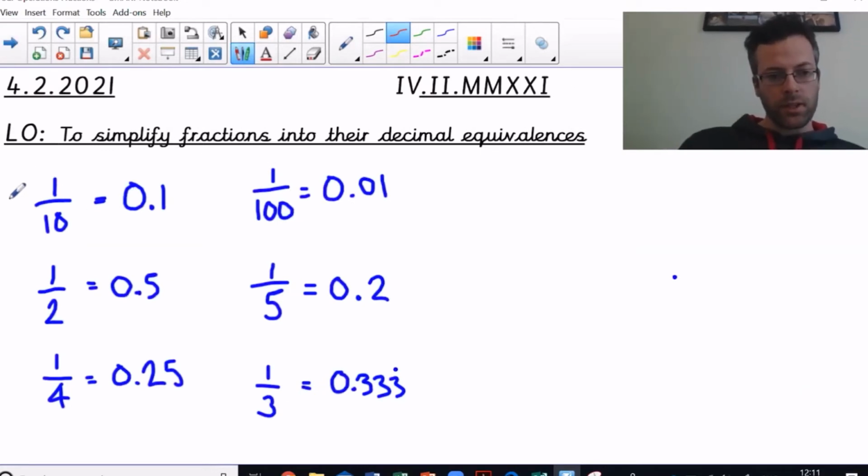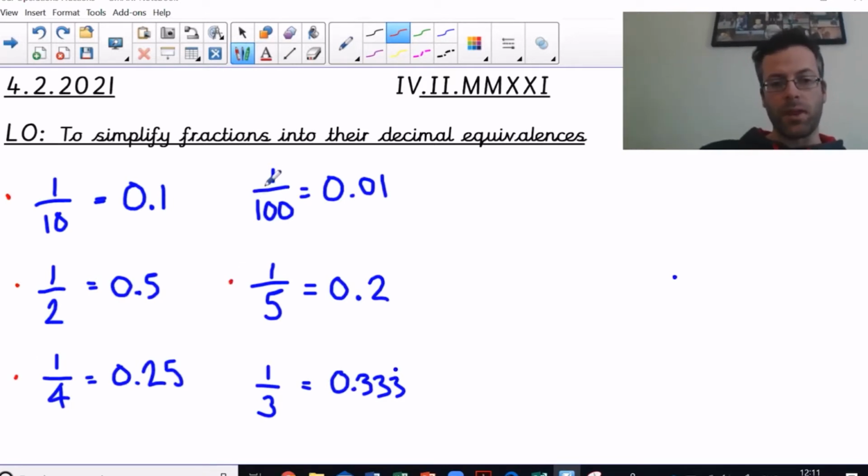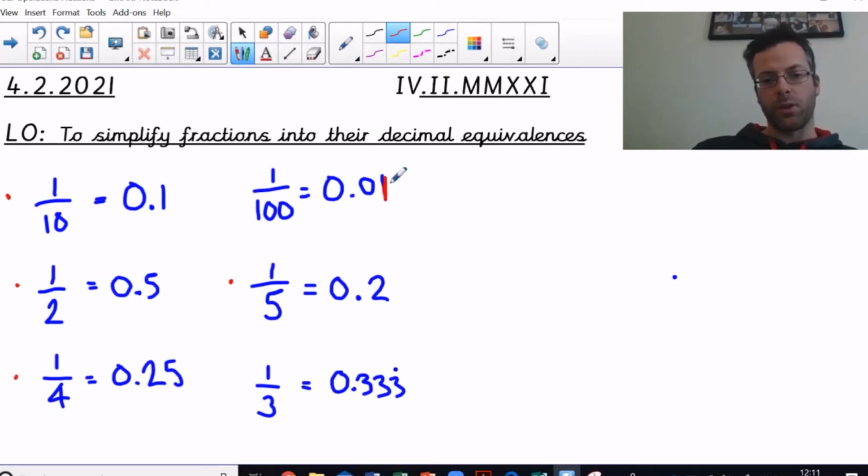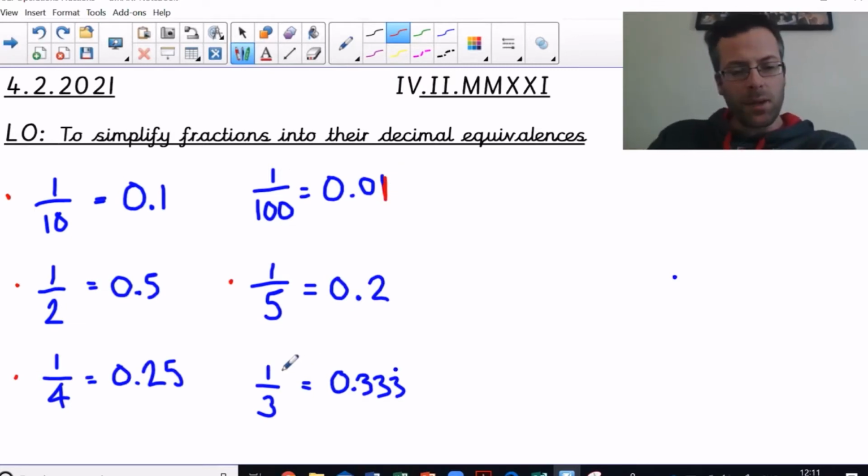So we talked about 1/10, we talked about a half, we talked about a quarter, we talked about a 5th. Now the other one to remember is that 1/100th means that we have a 1 in the hundredths column, so it's going to be 0.01. And then you might occasionally be asked about 1/3.